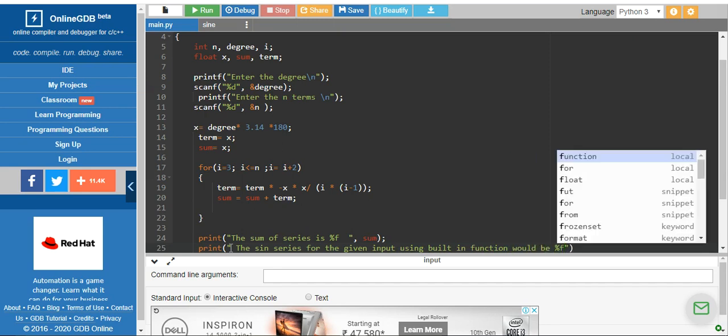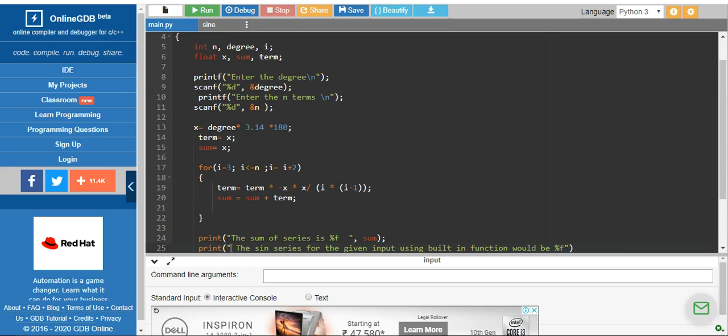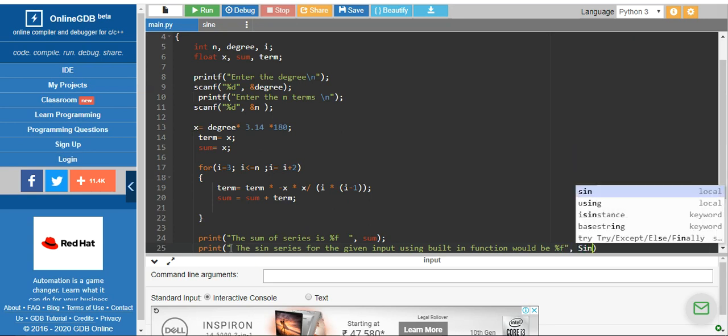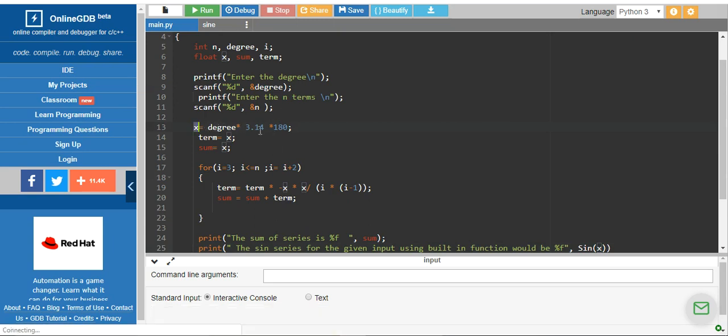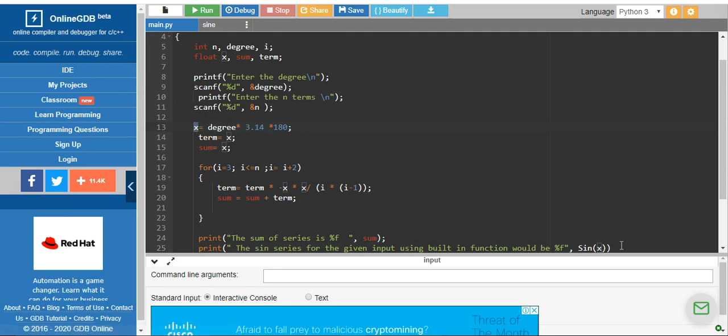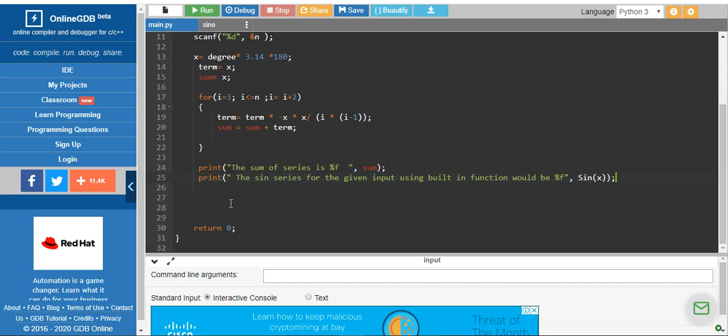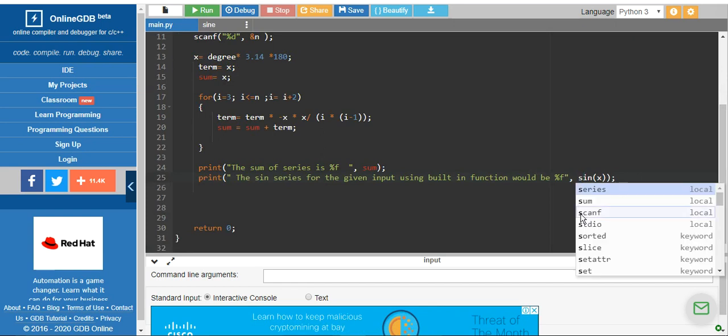percentage F. So what is that percentage F? The percentage F would be directly sine of x. The x value is nothing but the value that is getting converted from degree into radians. Here you cannot take sine of degree, rather you are supposed to take sine of x. When you run this program, it will throw you an error because sine of x is a predefined function.